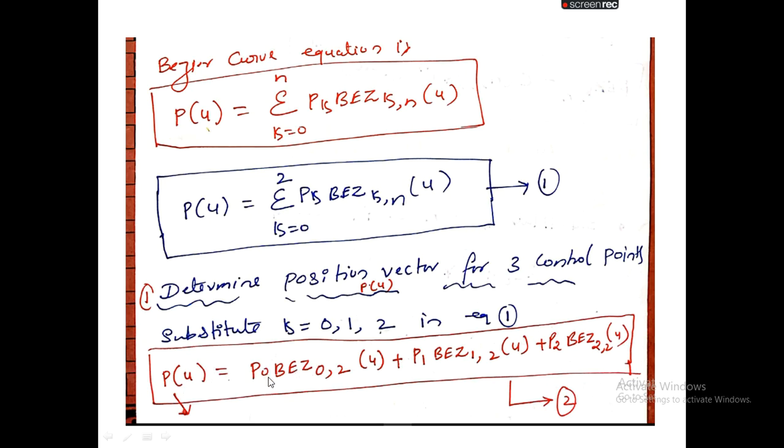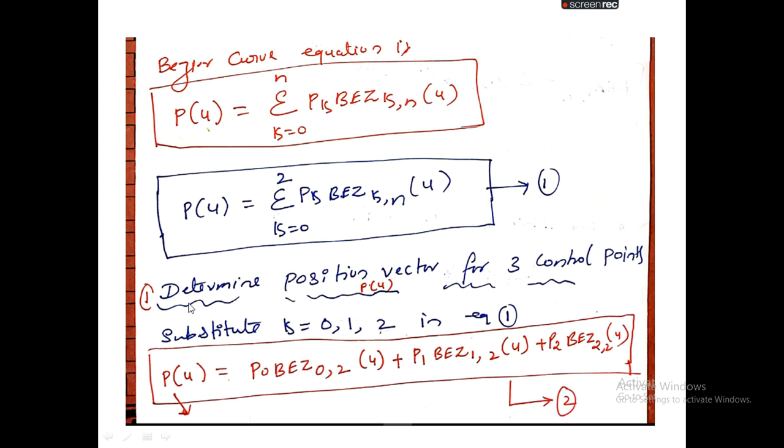So I substituted P naught here, k value is 0, then it becomes P0 into blending function B 0, 2 of u, here k value is 0, n value is 2. Next, plus P1 blending function B k comma n, where the k value is incremented by 1 and n value is constant, that is B 1, 2 of u, plus P value is incremented by 1, P becomes P2, blending function B 2, 2 of u. So this is equation number 2.